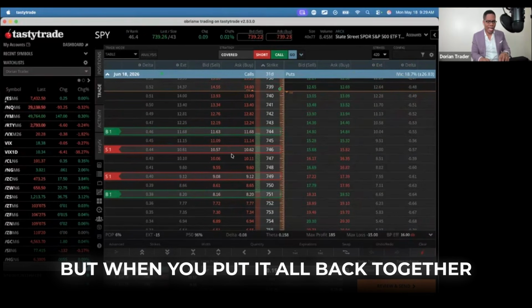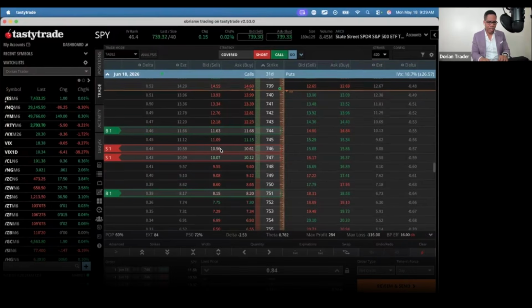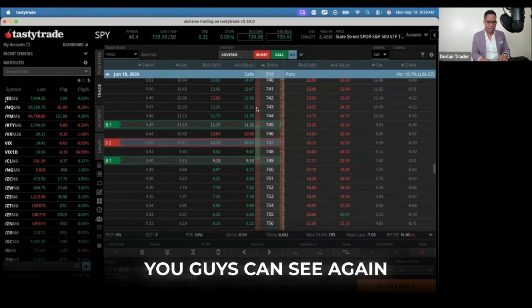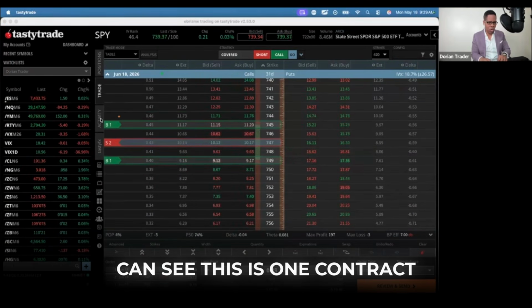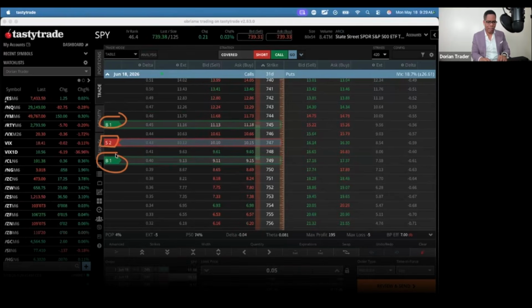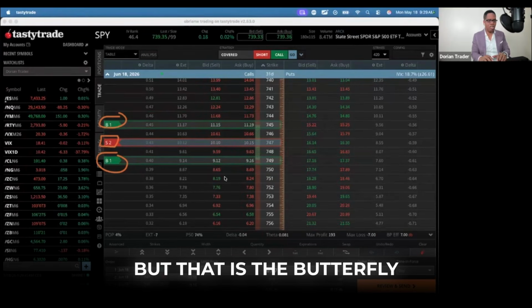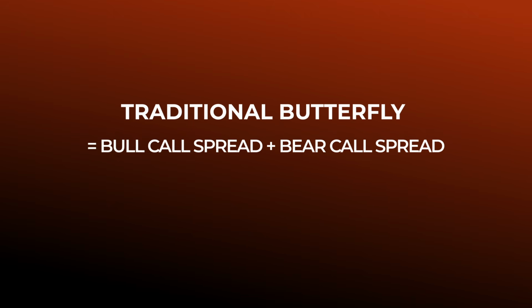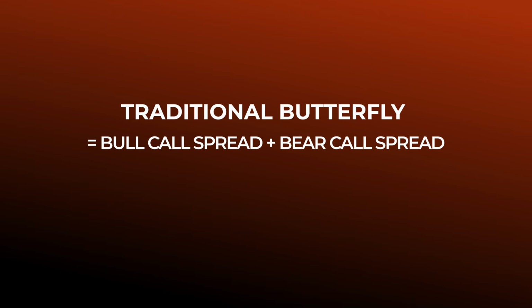But when you put it all back together, these two come together, right? And so let me remove one so you can see. And then I add two. And so I'm just going to bring it back to 2 points wide so you guys can see again. And so once again, as you can see, this is one contract, this is two contracts, and then this is one contract again. But that is the butterfly. You're taking two basic strategies, a bull call spread and a bear call spread, and you're infusing them into one that creates the butterfly, a traditional butterfly.